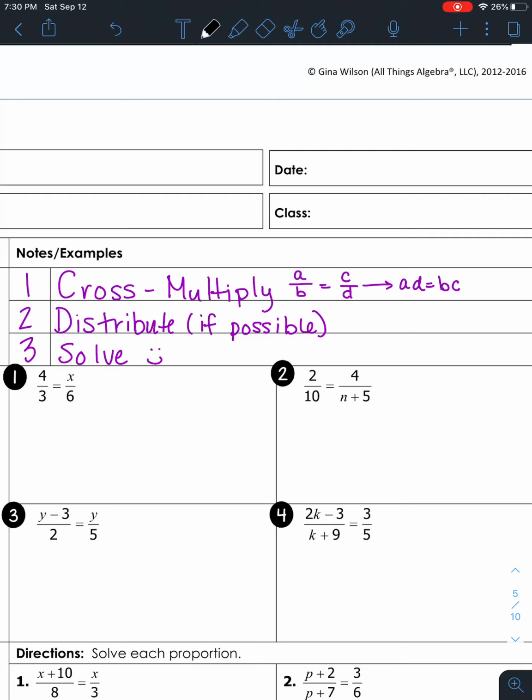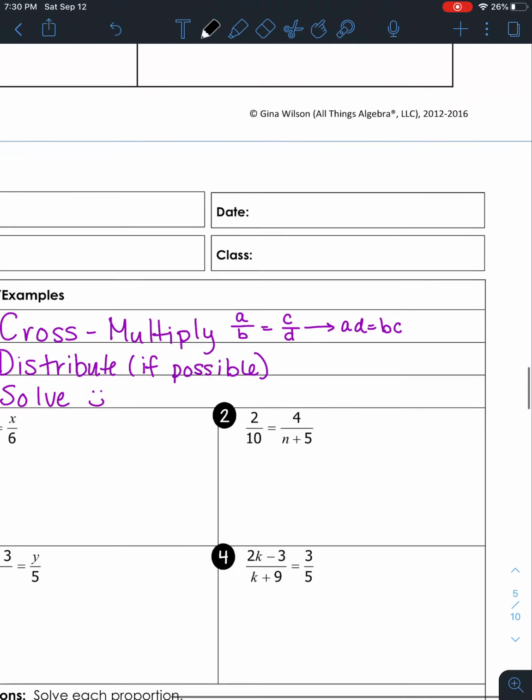Today's video topic is solving proportional equations. When we're talking about solving proportional equations, these are things that are going to look like fractions that are equal to each other. Just like if we were solving fractions that were equal to each other, or proportions, we're going to do the same thing here. First step is cross multiply. So you'll see right here, cross multiplying.